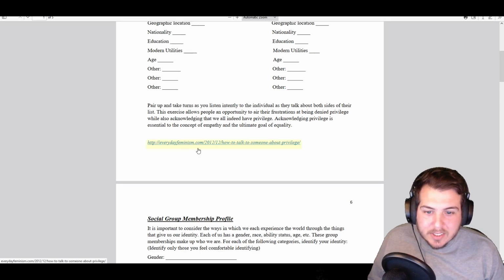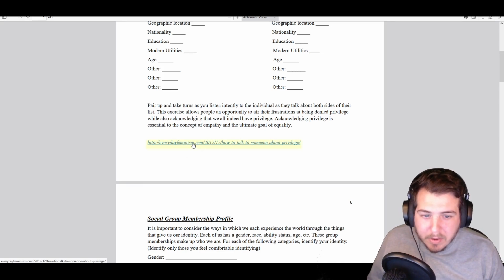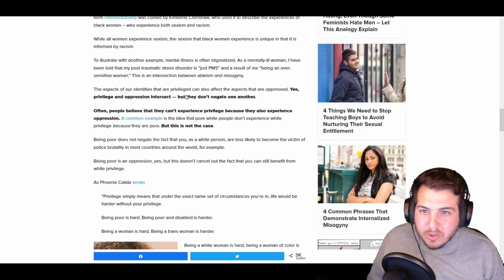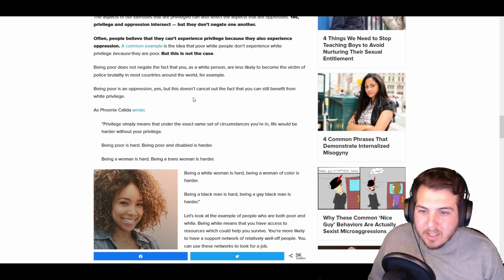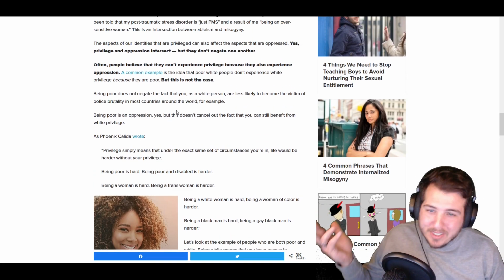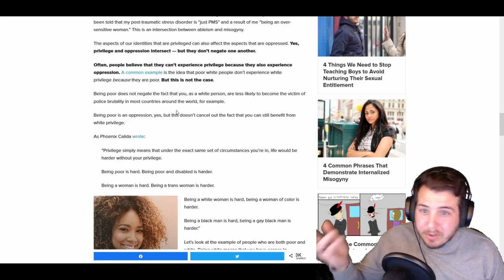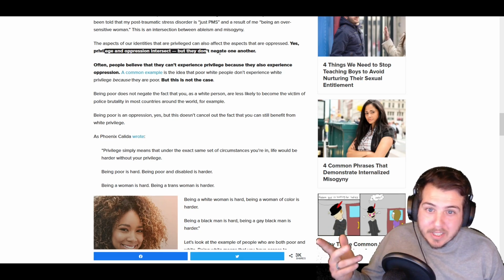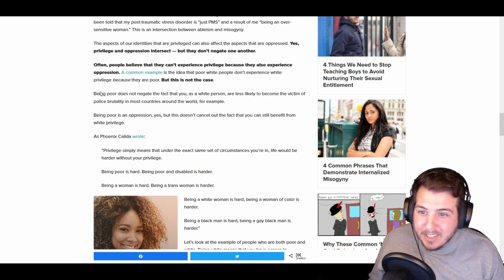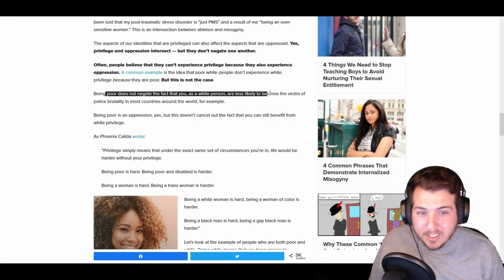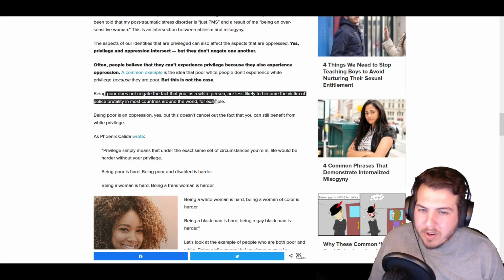This leads into this website here, Everyday Feminism. And this article from Everyday Feminism kind of goes into some more oppressive privilege states. Again, privilege and oppression intersect, but they don't negate one another. So being poor does not negate the fact that you, as a white person, are less likely to become a victim of police brutality in most countries around the world.